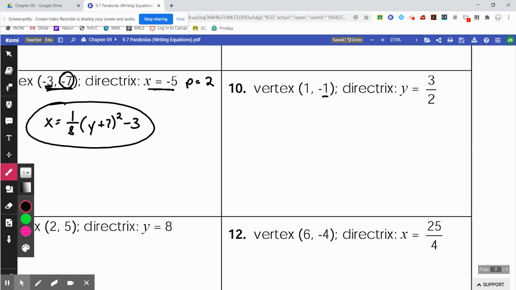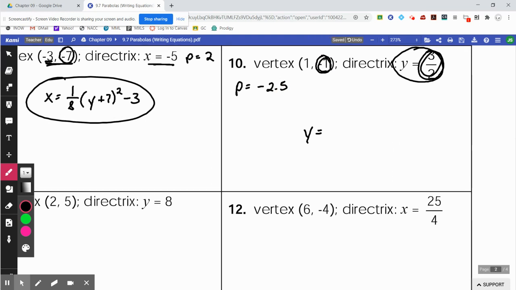So therefore, I'm going to have a negative p-value since it cups down. Also, since you have the directrix of y equals, that's going to be a horizontal directrix. That means that this is going to be a vertical parabola. So you're going to have a y equals parabola as well. So let's look for, first off, our p-value. It's the distance from this y value to this y value. And that's going to be 2.5, that distance from -1 to 1.5.